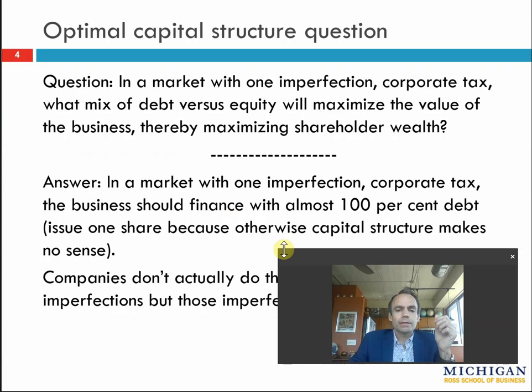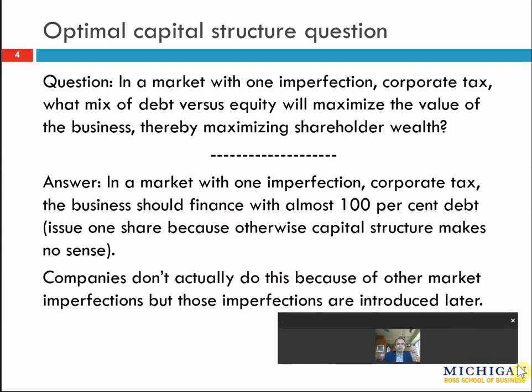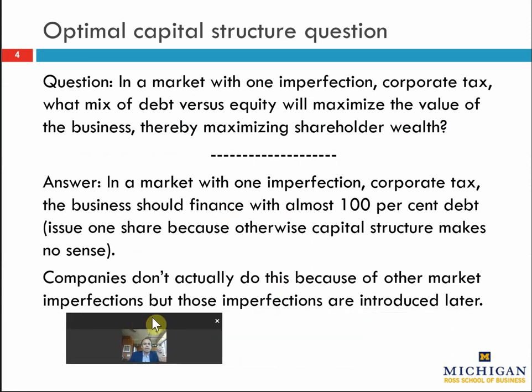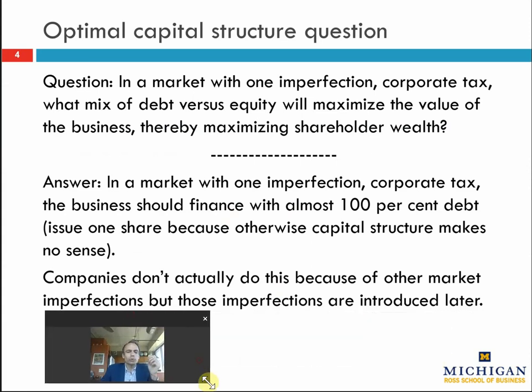So, considering one market imperfection, here's our question. In a market with one imperfection, namely corporate taxation, what mix of debt versus equity will maximise the value of the business and therefore maximise shareholder wealth? And the answer is that in a market with one imperfection of corporate tax, the business should finance with almost 100% debt. Now, I say almost 100% debt, you have to issue one share. Otherwise, our theory of capital structure, debt versus equity, doesn't make sense, right?